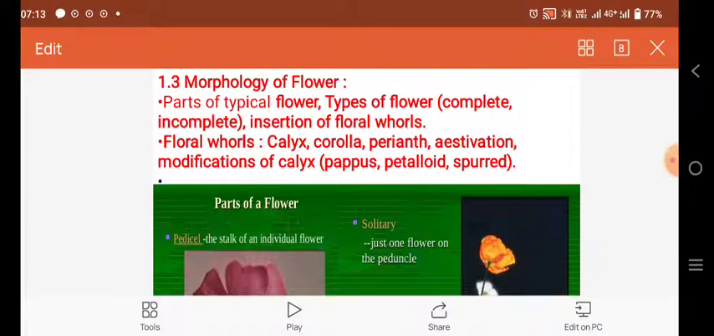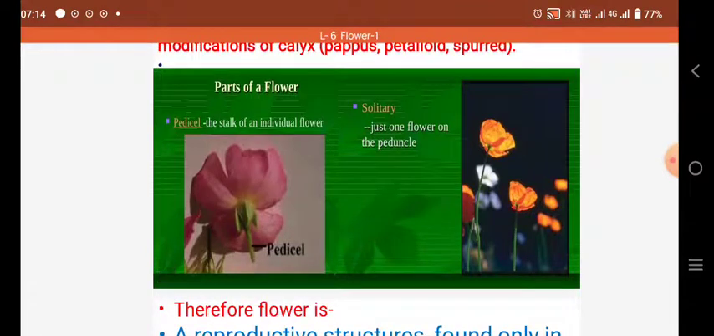So now we are starting our next topic 1.3, morphology of the flower. In the syllabus we have the parts of a typical flower, then types of flower as complete and incomplete, then insertion of floral whorls. That is, the floral whorls are the calyx, corolla, perianth, then estivation. There are modifications of calyx such as pappus, petaloid, and the spur. So we will see them one by one.